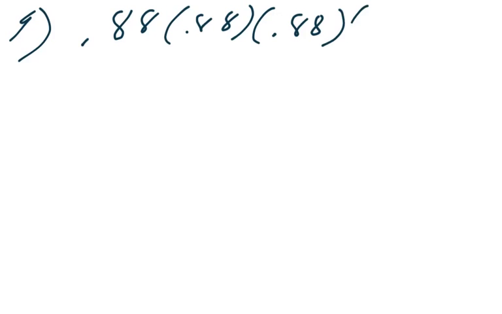For number 9, we have a professional kicker who makes a goal 88% of the times. What is the probability that he fails to score a goal on his 4th penalty kick? Well, that means he had a success, a success, a success, and then a failure. So 0.88 to the third times 0.12 basically is 0.082.